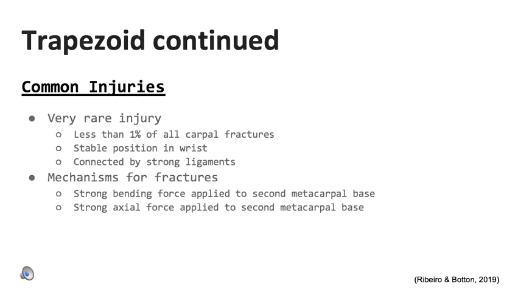It is very rare to see an injury to the trapezoid bone, and this accounts for less than 1% of all carpal fractures. This is due to the stable position in the wrist and connection to strong ligaments, as previously discussed. If a fracture were to occur, it would likely be due to a strong bending or axial force applied to the second metacarpal base.